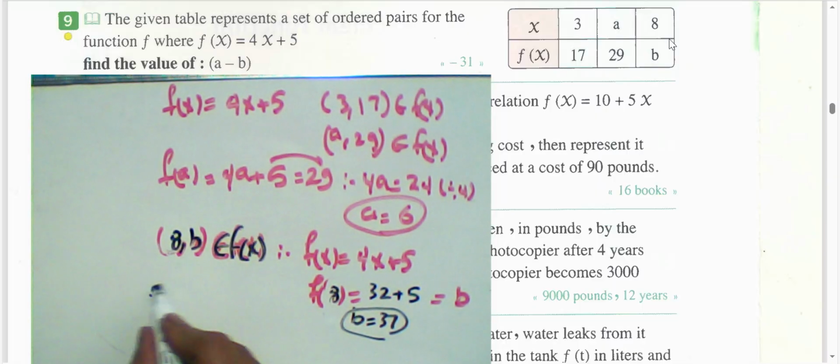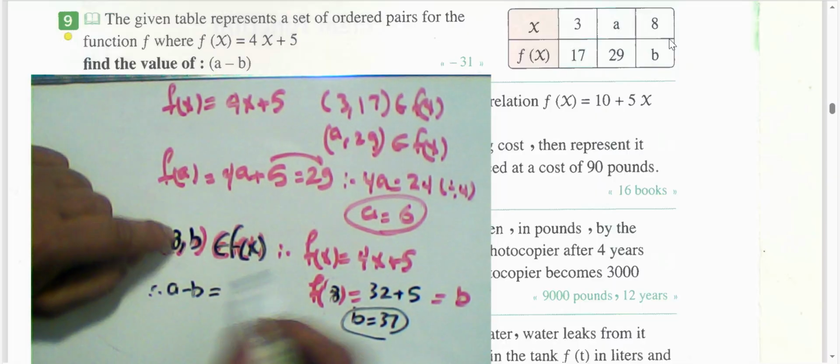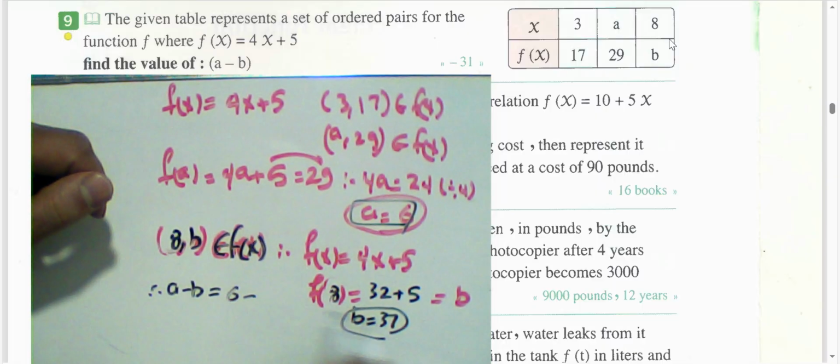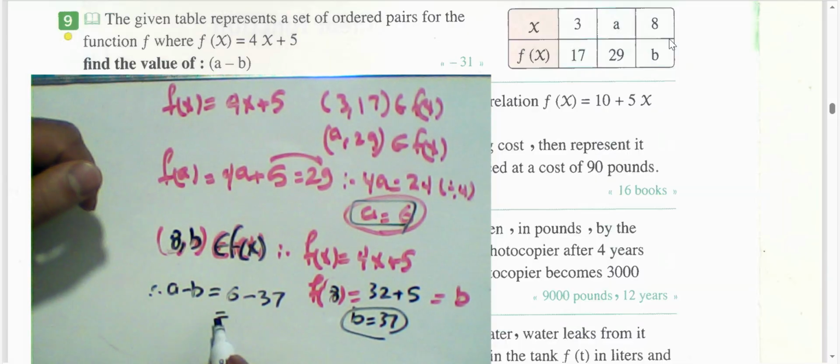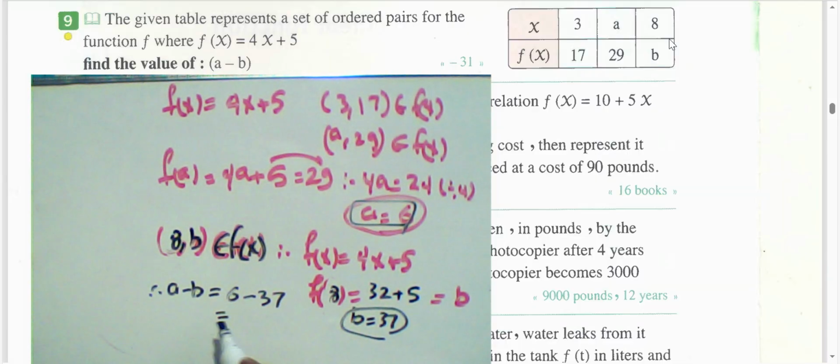We want to find a minus b. The value of a was 6 minus b, 37. And the difference between them equals negative 31. Okay, that's the solution for this question.